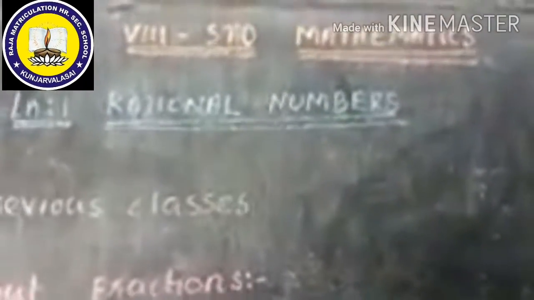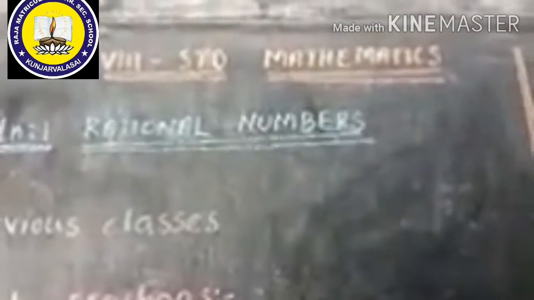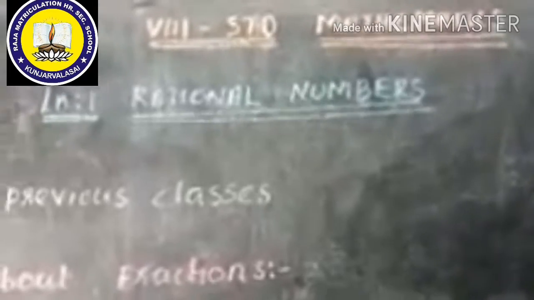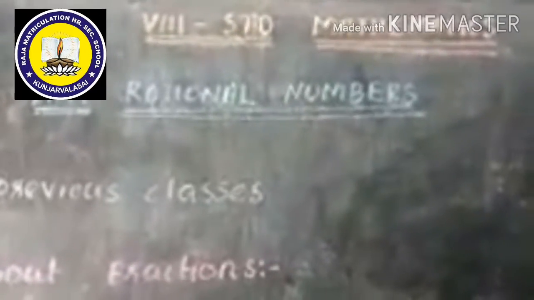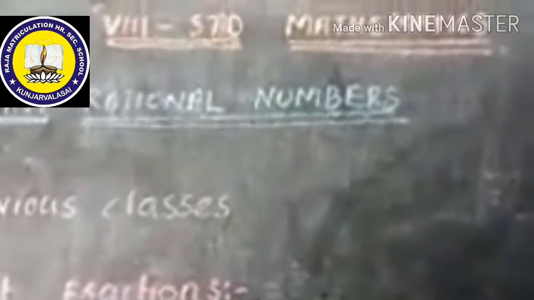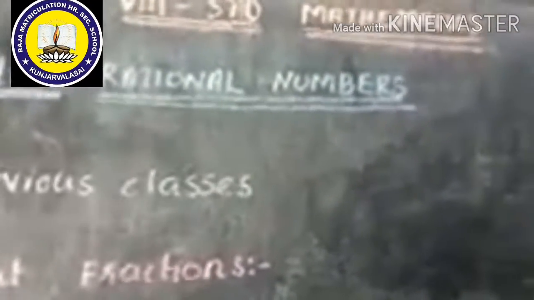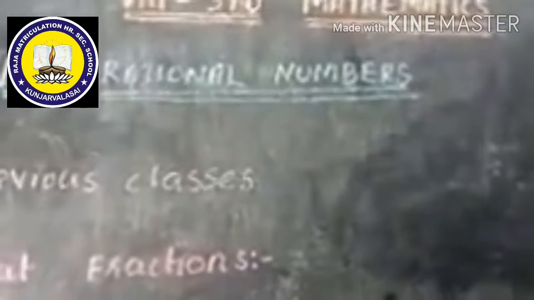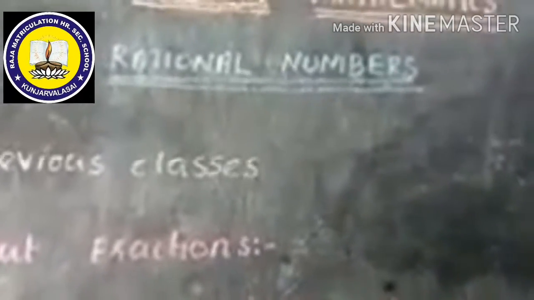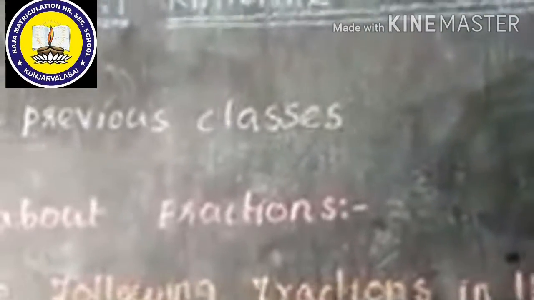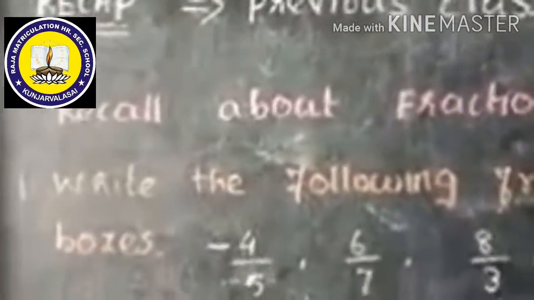Okay, today we talk about the lesson rational numbers in mathematics for 8th standard. So what is the meaning of rational number? Before seeing rational numbers, first we should recall what we know from the previous classes: fractions.